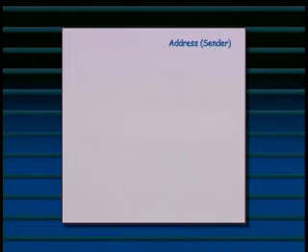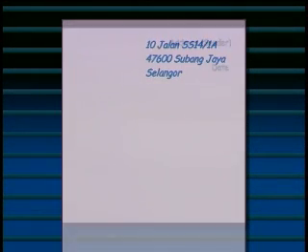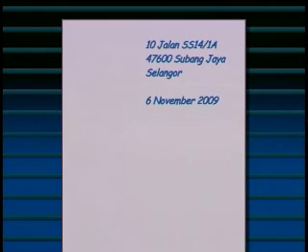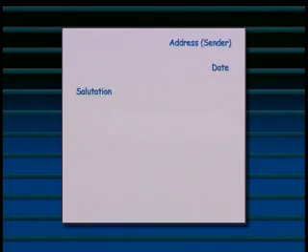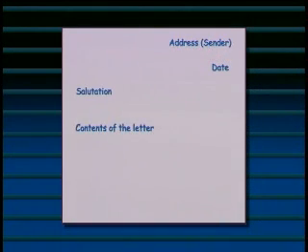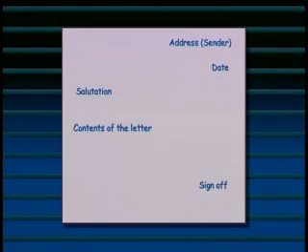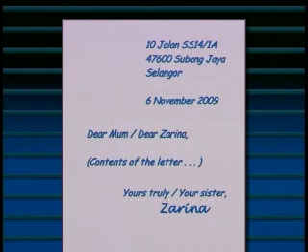First, the address is written on the top right-hand corner. Below that, we write the date, and then comes the salutation. But this is written on the left-hand corner. For example, Dear Mom or Dear Zarina. After that, we write the contents of what we want to say in the letter. Finally, we sign off with yours truly or your sister and our name and signature. This is written on the right-hand corner.